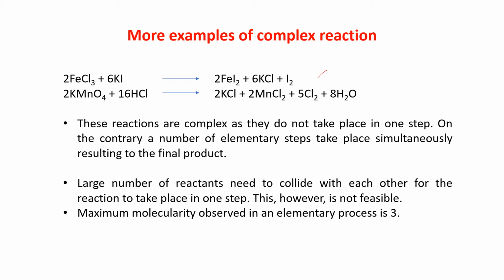Next, a large number of reactants are needed to collide. You can see for this reaction, 2KMnO4 is reacting with 16 molecules of HCl. So a large number of reactants would need to collide with each other for the reaction to take place in one step. This, however, is not feasible. So the maximum molecularity observed in an elementary process is 3. So naturally, these reactions proceed in several elementary steps.